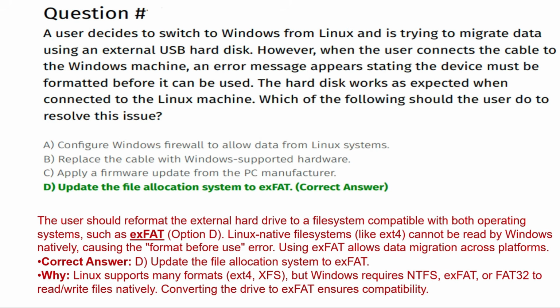So let's check the explanation. The user should reformat the external hard drive to a file system compatible with both operating systems, such as exFAT, option D. A Linux native file system like ext4 cannot be read by Windows natively, causing the format before use error. So that's why the correct answer is option D, update the file allocation system to exFAT. Because Linux supports many formats, ext4, XFS, but Windows requires NTFS, exFAT or FAT32 to read-write files natively. So converting the drive to exFAT ensures compatibility.